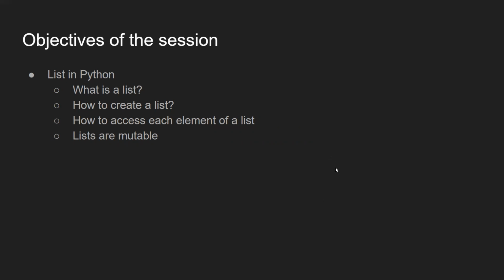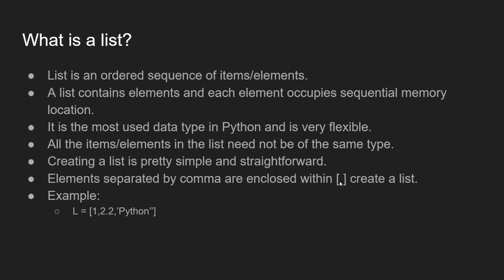So basically, what is a list? When you want to store more than one value at a time in one variable, you can do it with the help of a list. A list is an ordered sequence of elements where each element occupies contiguous memory. In my string episode, I explained that a string is an array of characters. In the same way, you can compare a list with an array, where you store elements which occupy sequential memory.